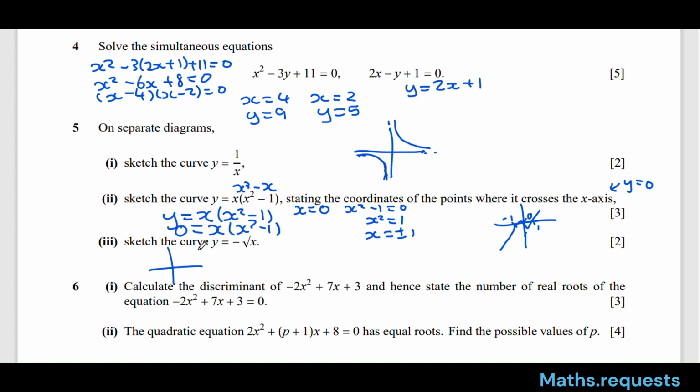Sketch the curve y equals minus square root x. So you should know that y equals square root x looks something like this. Because the minus is on the outside, it's just a reflection in the x-axis. So y equals minus square root x looks something like this, starting at the origin.